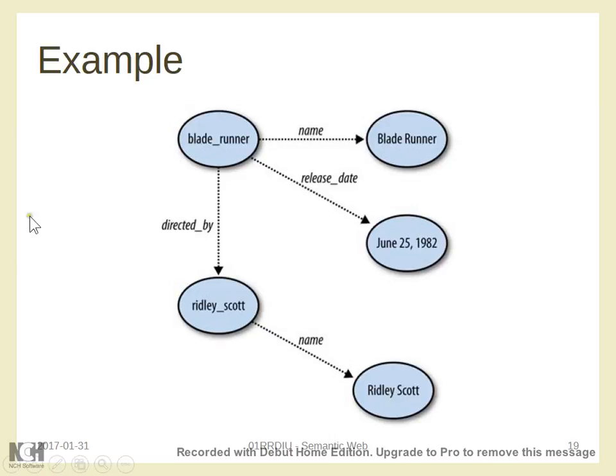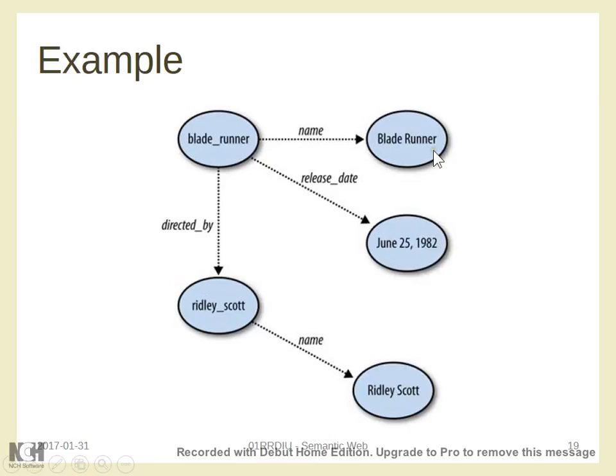And the information is of two different types. In some cases, this would be literal values. This is the name of the movie, Blade Runner. I should put quotes around that. This is a specific name. This is a string. And this is a date. It's a specific value. So some information about a subject, some predicate, could be a value.